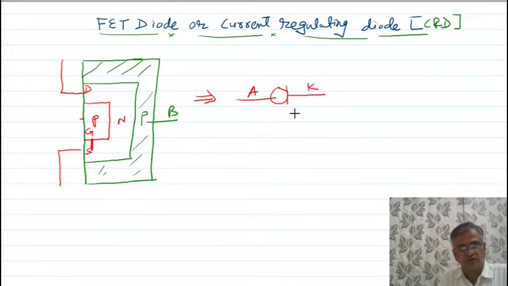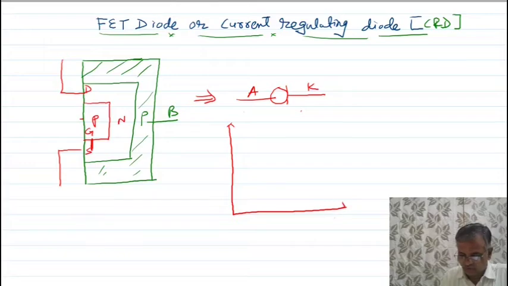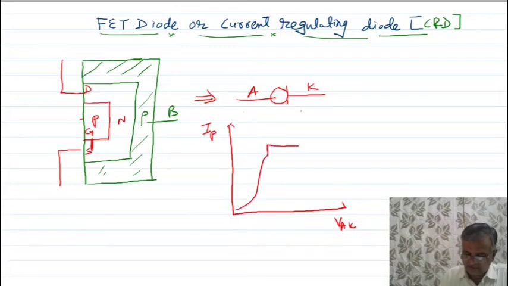In short, it is called FET diode, or it is known as a CRD. This is the current regulating diode. Means if the voltage across the anode and cathode is changing over more than 100 volts, even then the current passing through the diode remains constant. I am showing you the characteristics of the FET diode. It is like this.